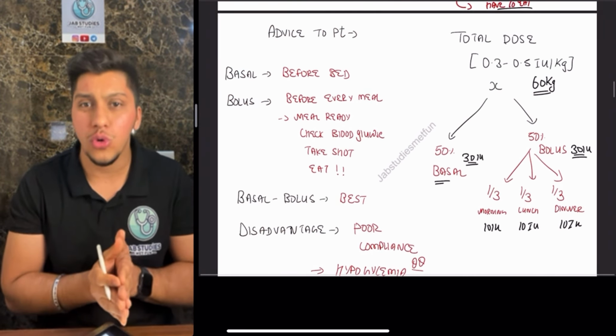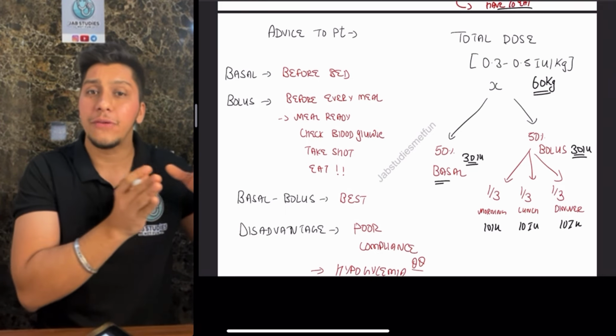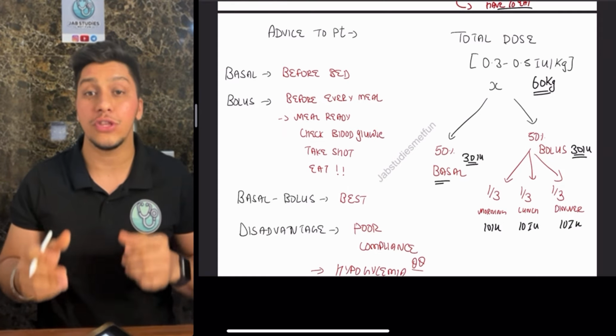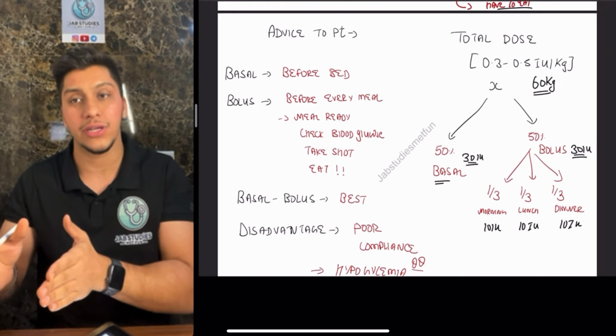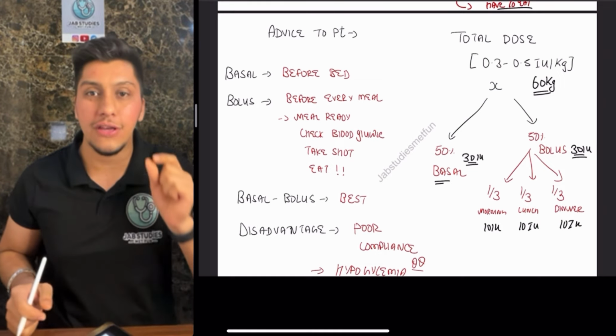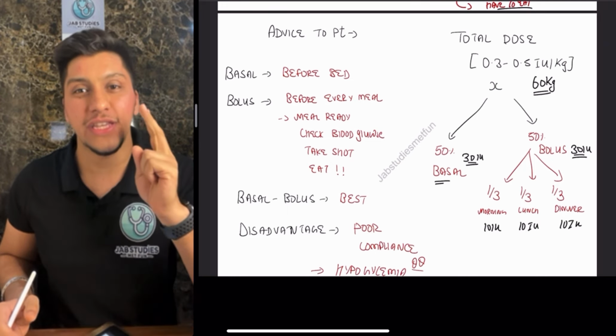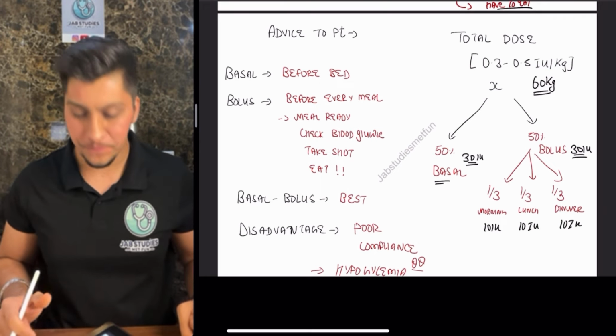Simple. Whatever dose, 0.3 to 0.4 units per kilogram. Then you will divide 50% for the night, which is your basal regime, and 50% will be for the bolus. And within this 50%, you're going to divide into 1/3, 1/3, 1/3. And this is how you give the basal-bolus regime. The basal-bolus regime is the best, but the issues come with compliance and the issues come with hypoglycemia.